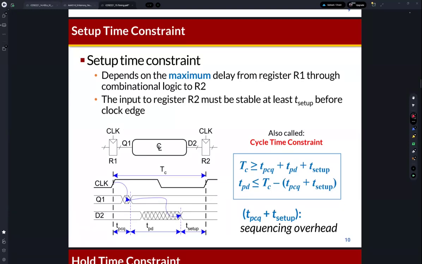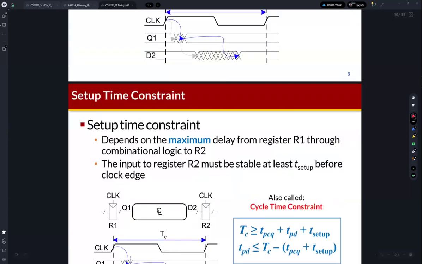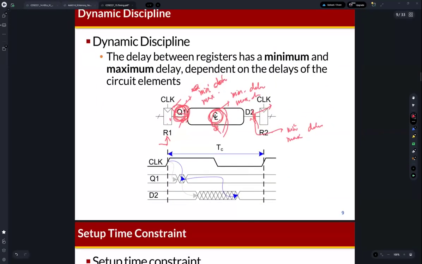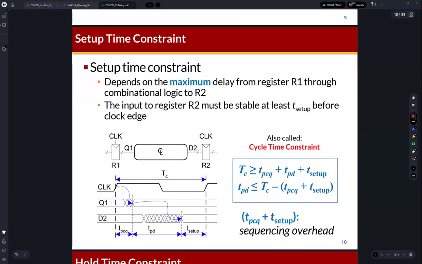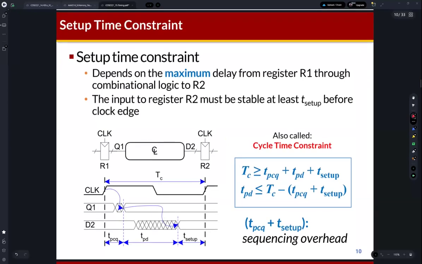Okay, so let's learn about the setup time constraint. Firstly, we need to consider the minimum and maximum delay for this one, and then by doing this, we need to make the circuit that keeps the setup time constraint. Which means that our design needs to meet this setup time constraint.